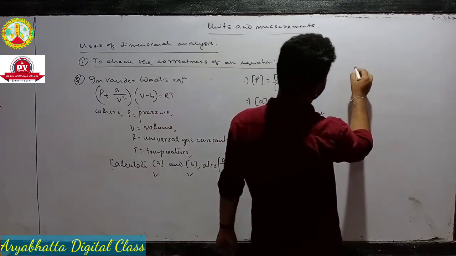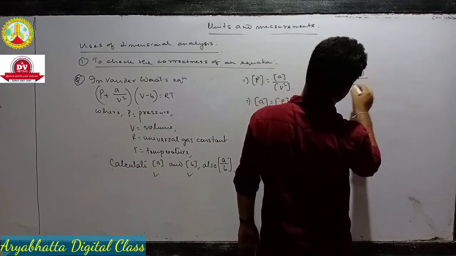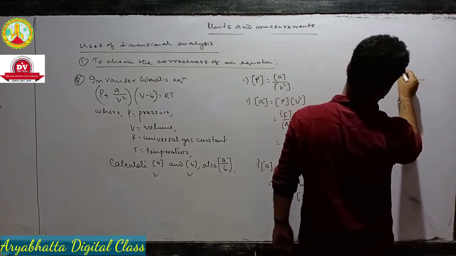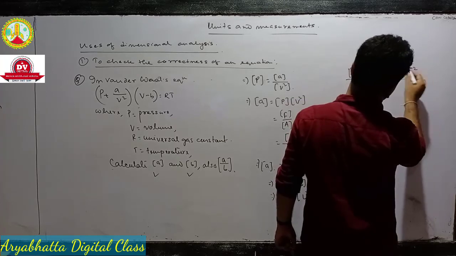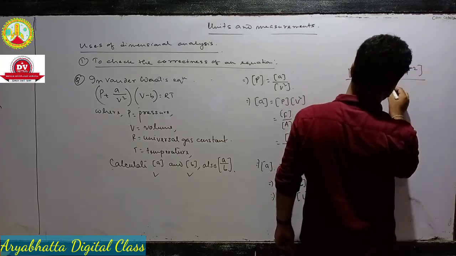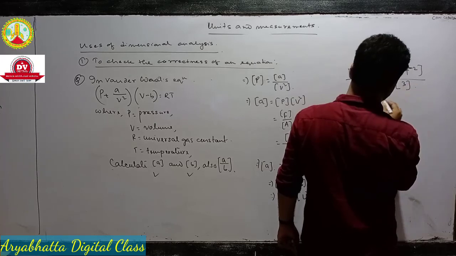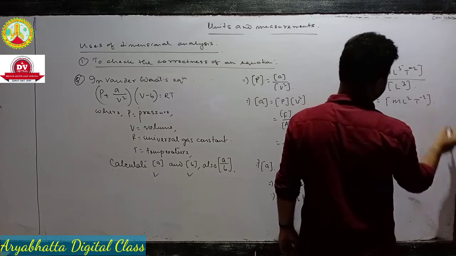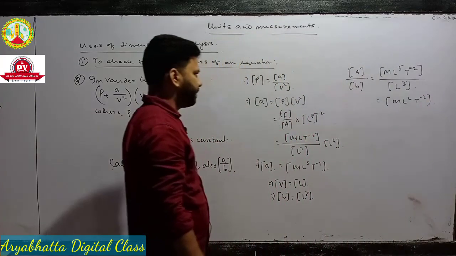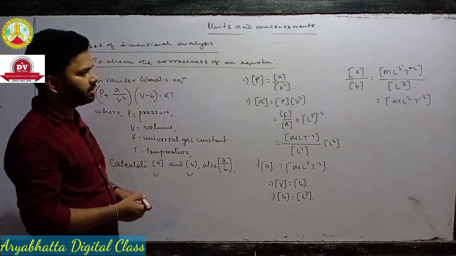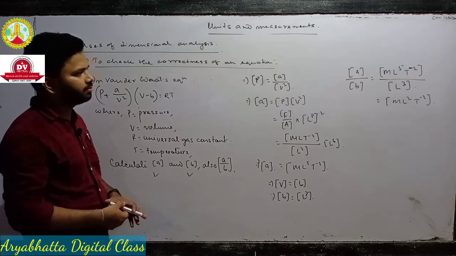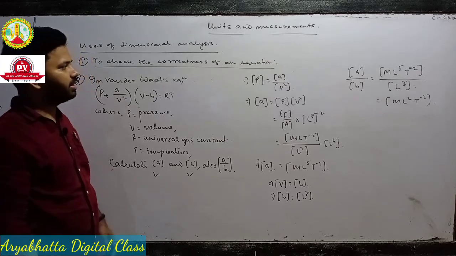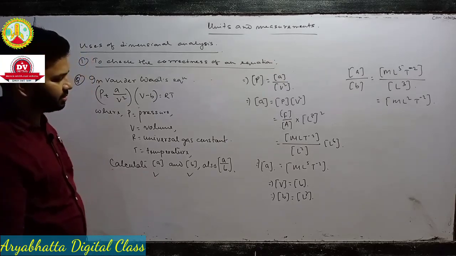So what is the dimension of a divided by dimension of b? It is M L to the power 5 T to the power minus 2 divided by L to the power 3. So it will be M L square T to the power minus 2. Okay, ML² T^-2 ये होना चाहिए. Okay, so other two uses, जो और दो uses है, that we will discuss in our next class. Okay.